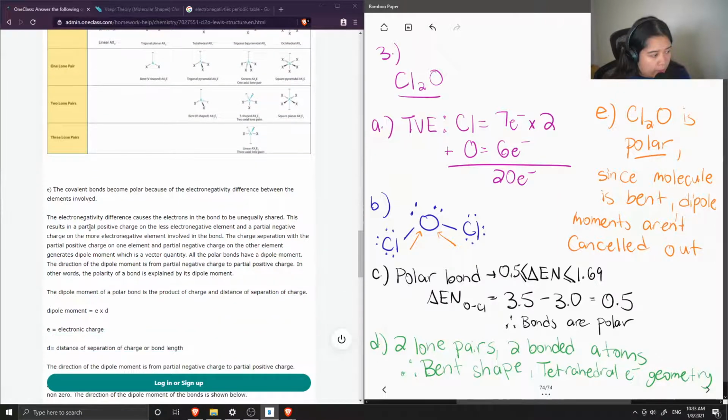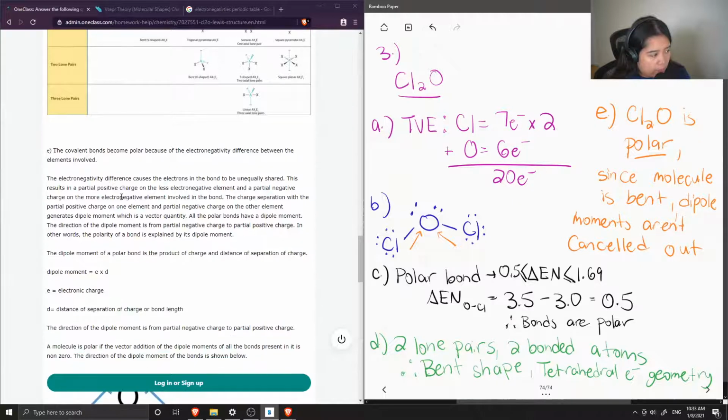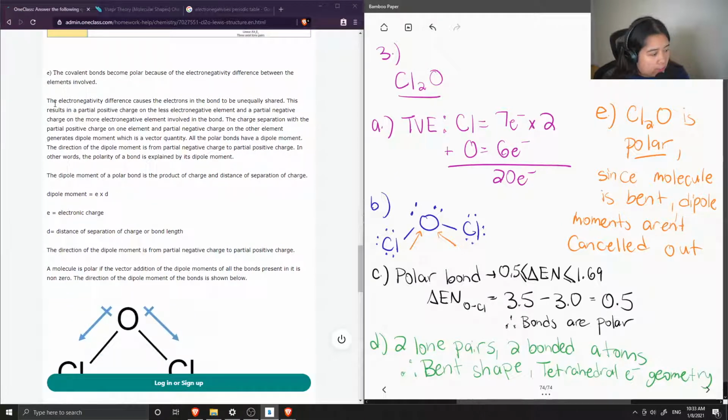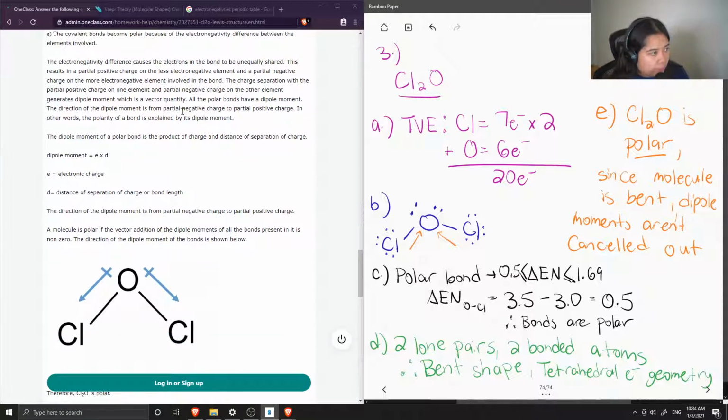The covalent bonds become polar because of the electronegativity difference between the elements involved. Electronegativity difference causes the electrons in the bond to be unequally shared. This results in a partial positive charge on the less electronegative element and a partial negative charge on the more electronegative element. Charge separation with the partial positive charge and the partial negative charge of the other generates a dipole moment, which is a vector quantity.